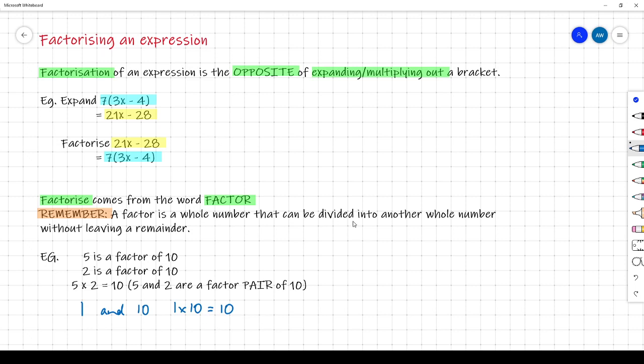So that's all that is. It's just a very quick video talking about what factorising an expression means, and it's basically the opposite of expanding and multiplying a bracket, as you can see in that example. And then there's a little reminder of what a factor is. The next video looks at how we actually go from our expression to our answer like we have here. Okay, thank you very much.